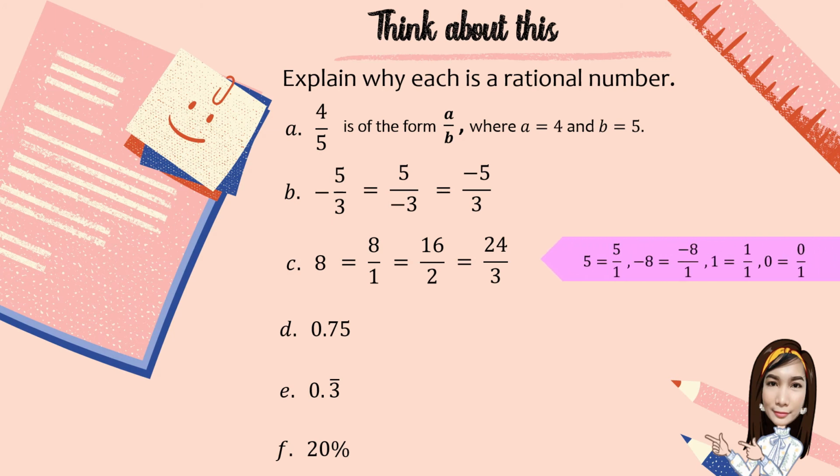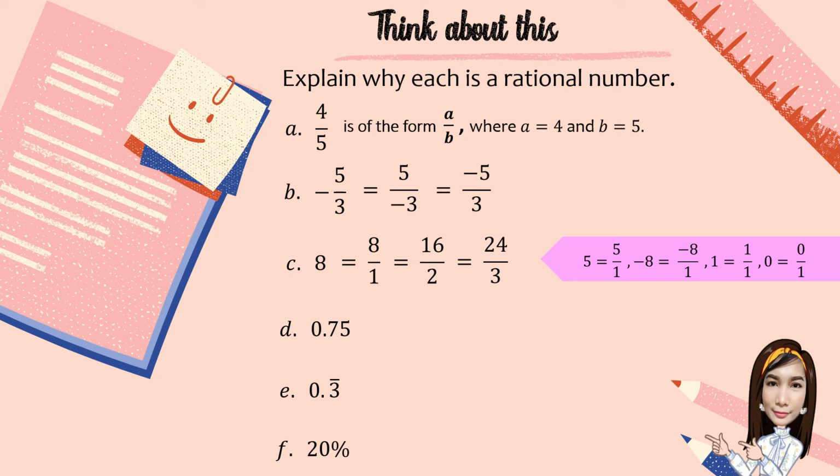Now take note, if we have 5, that is equal to 5 over 1. If we have -8, that is equal to -8 over 1. And if we have 1, that is equal to 1 over 1. And if we have 0, that is equal to 0 over 1. So if we have no denominator, it is understood that we have 1.